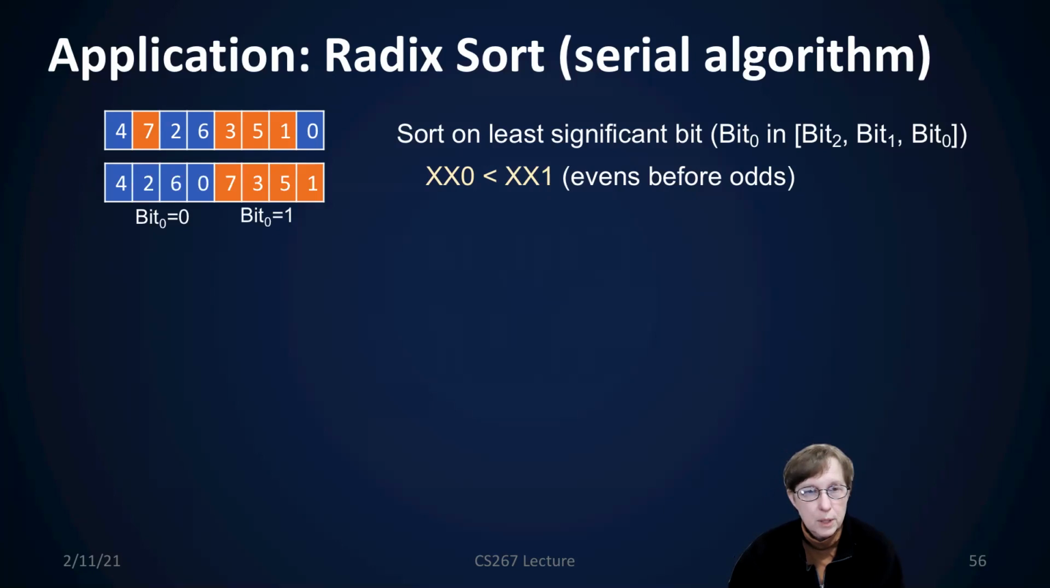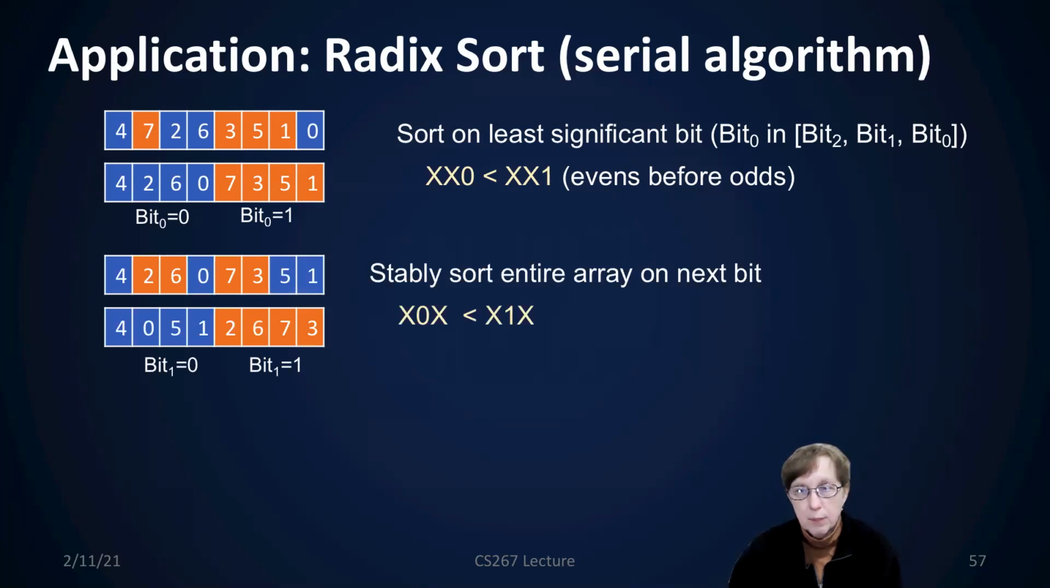When we sort this, we will do a stable sort even in this step. So the 4, the 2, the 6, and the 0 remain in the order that they were in the original array, but we've shifted them all to the bottom, and we shift the orange things, the odd ones, to the top, but we leave them in order. Next we'll stably sort it on the next bit, so on the ones position.